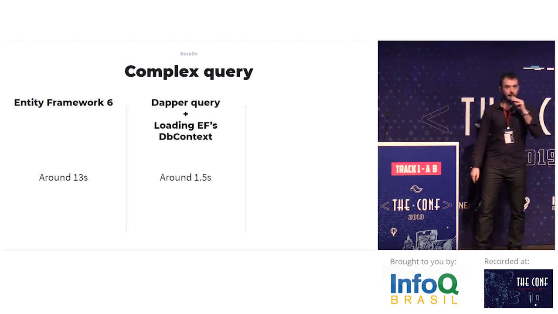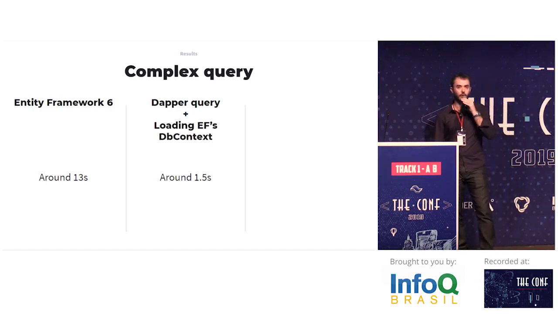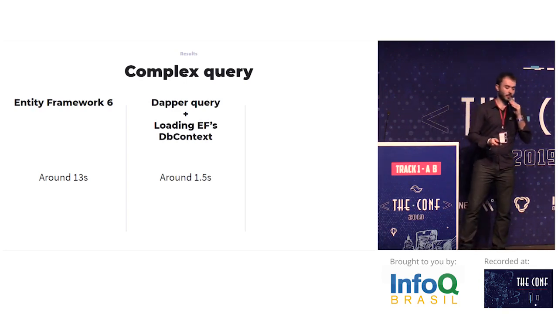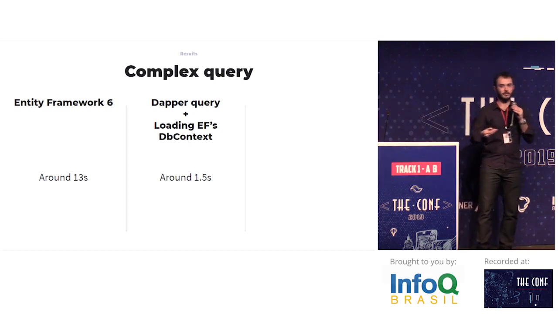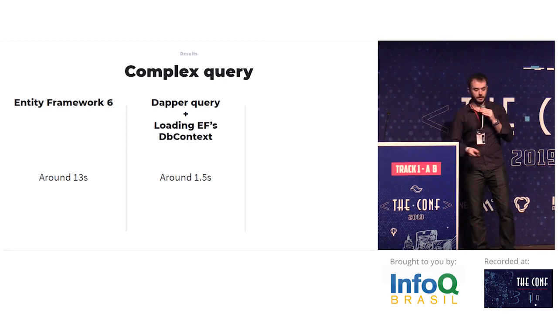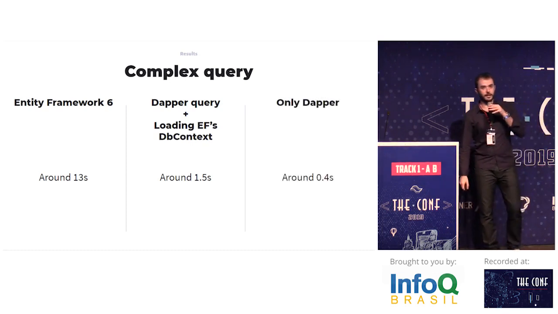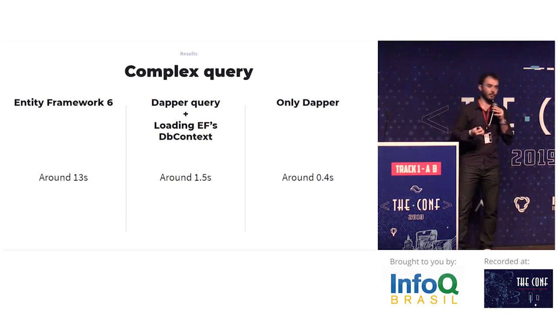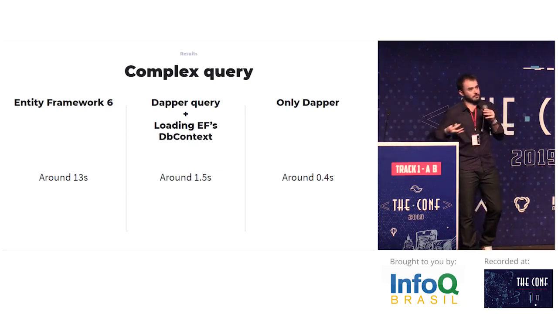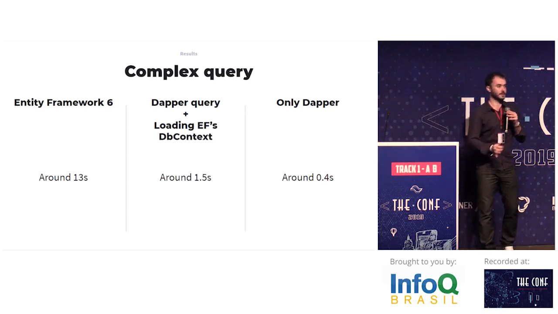So we went to Dapper, but our architecture had kind of a flaw over there because we were still loading Entity Framework's DB context. What does this mean, loading DB context? The DB context will bring a lot of things to memory that don't need to be there for this specific query. So we were actually able to go to around 1.5 seconds, but that's not the best we can do. And we went with only Dapper, a repository that only works with Dapper, doesn't do anything with Entity Framework, doesn't even bring it to memory because you won't use it. And we went to around 0.4 seconds for this specific query.